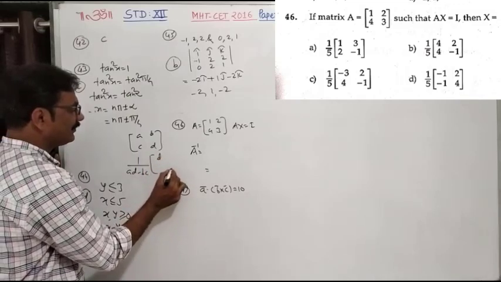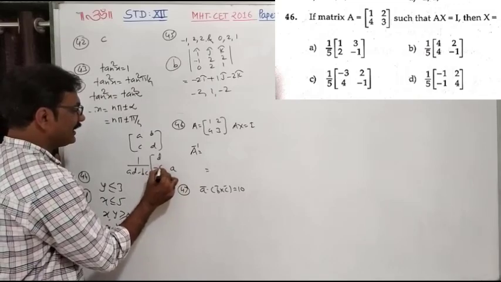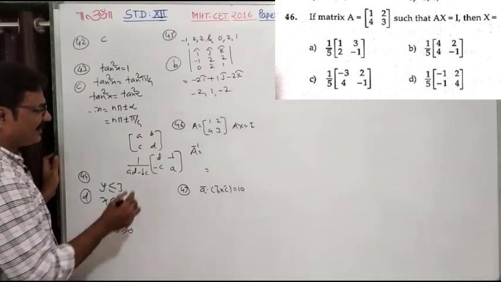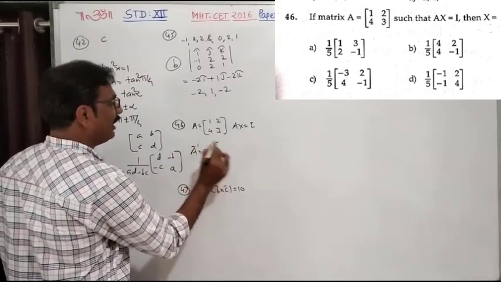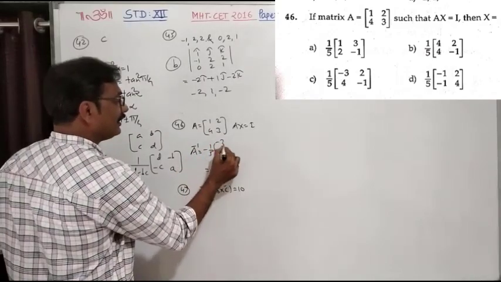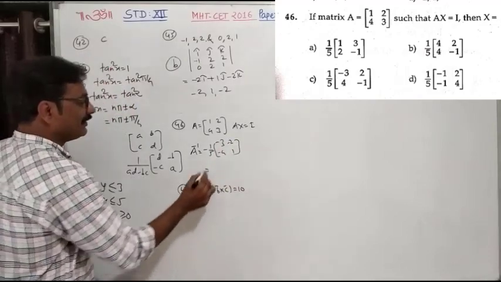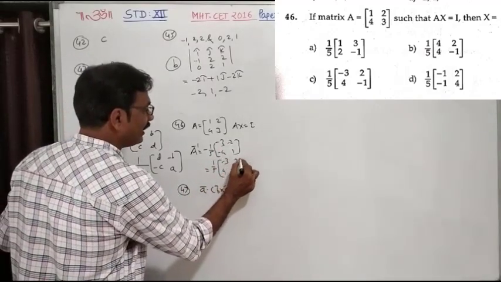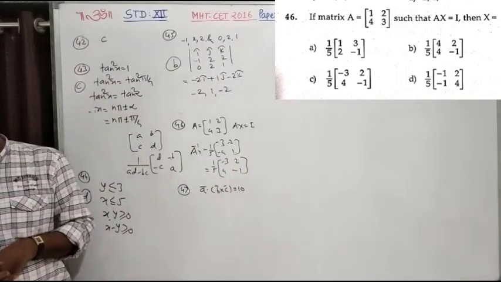AD. Okay? Change the signs of these. Like this. So 1 upon AD minus BC, 3 minus 8, minus 1 upon 5.